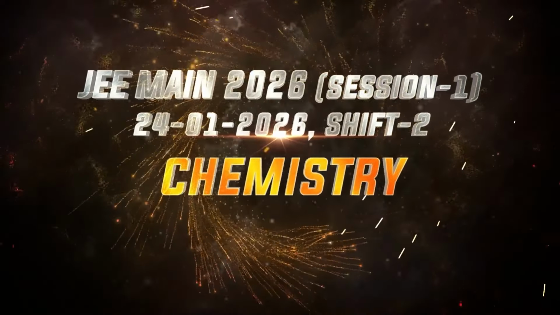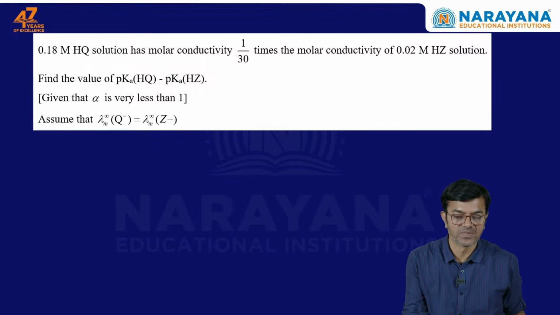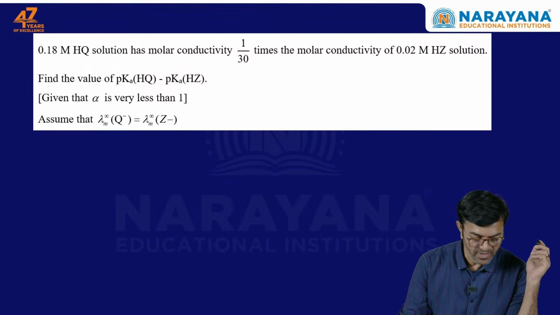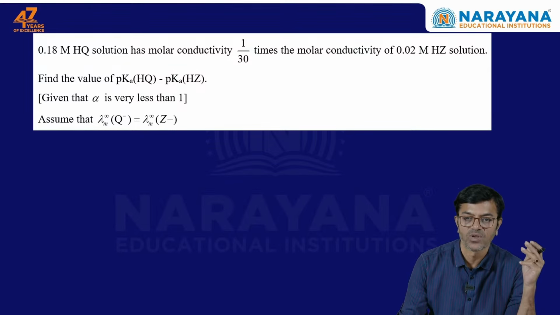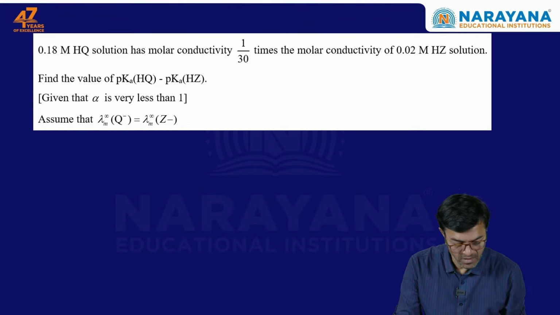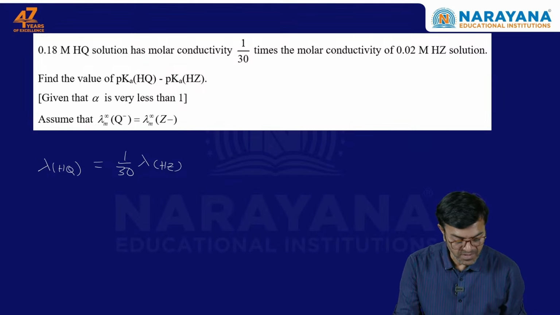Now, moving to chemistry. One more memory based question based on electrochemistry. We have got 0.18 M HQ solution which has a molar conductivity that is 1 by 30 times the molar conductivity of 0.02 M HZ solution. As Ka value relation is being asked, that means we have to assume both are weak electrolytes. So the given data is lambda m of HQ is 1 by 30 times of lambda m of HZ, and it is asking pKa of HQ.